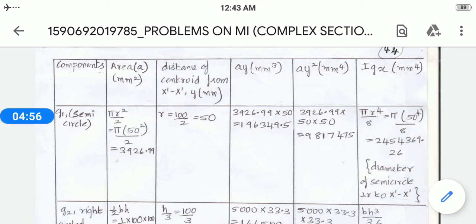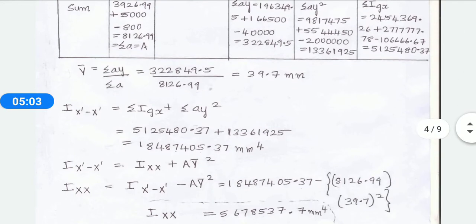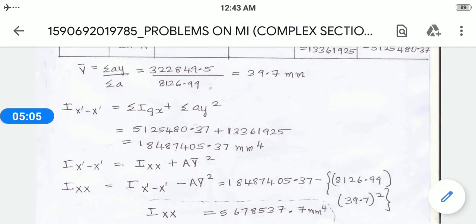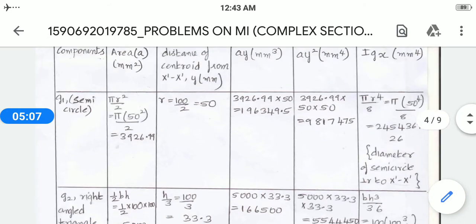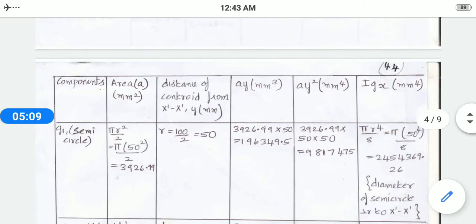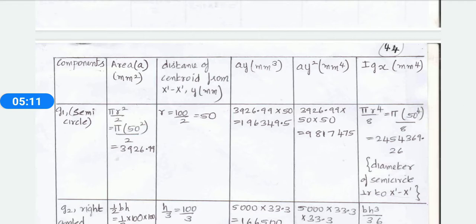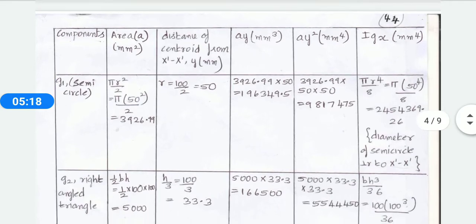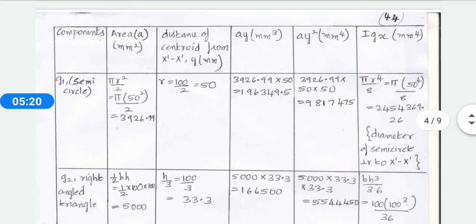Why are we taking only y? Because we need it in the xx axis, that is the horizontal axis alone. The formula only has ay and ay bar square. So to find that, we are taking only our y value and we are calculating a into y square and Ig of x. Ig of x can be calculated from the table. That a and y we need to find out.